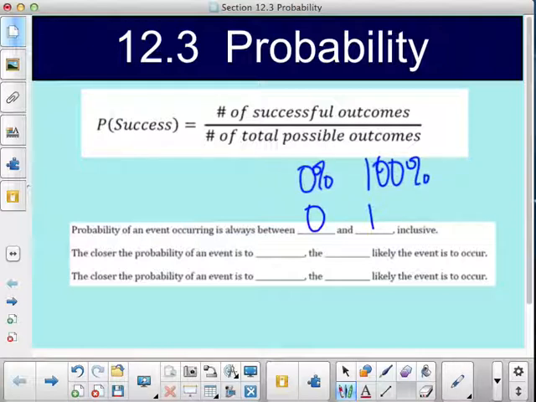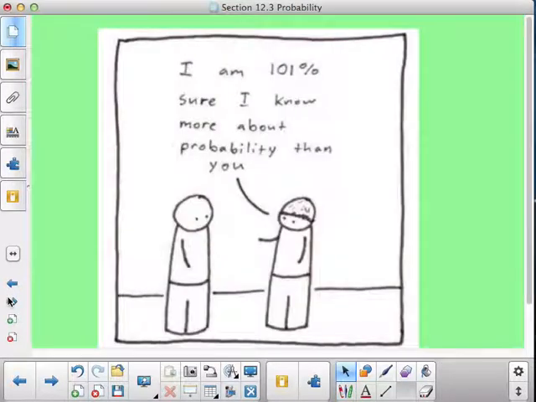The closer the probability of an event is to 0, the less likely it is to occur. The closer the probability of an event is to 1, the more likely the event is to occur. So let's just go ahead and start looking at an example after we look at this little joke.